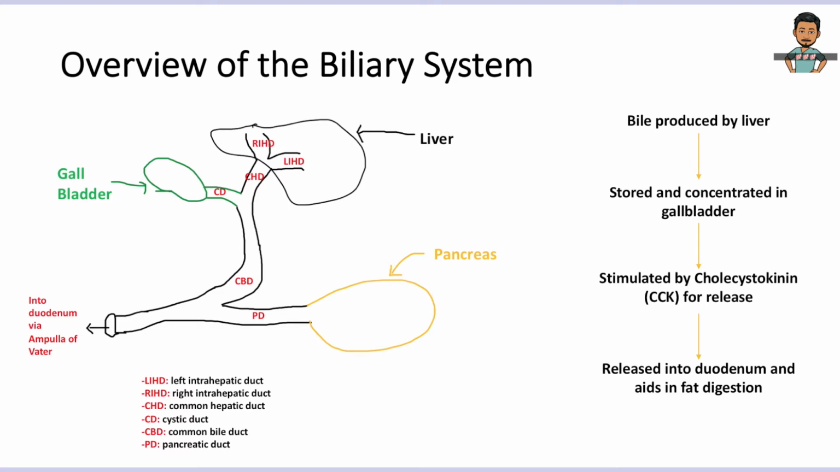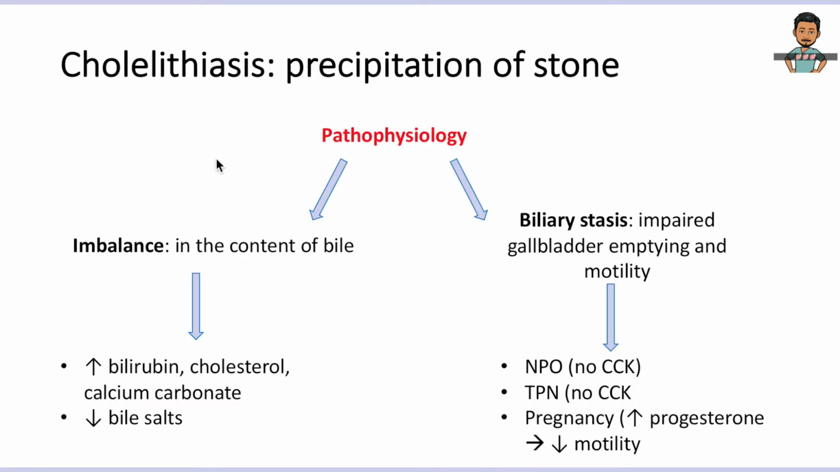So now, how do gallstones form? Gallstones, or cholelithiasis, is when a stone precipitates in one of the ducts. To understand the pathophysiology, there's two underlying concepts that you have to understand. In order for stone formation, there has to be two factors present. One is imbalance in the content of the bile, and number two is biliary stasis.